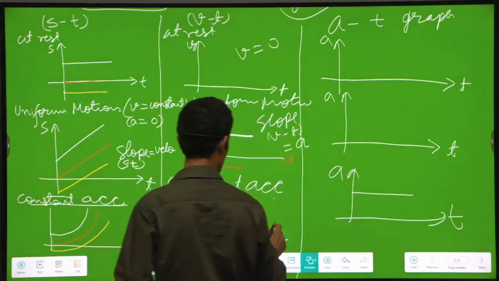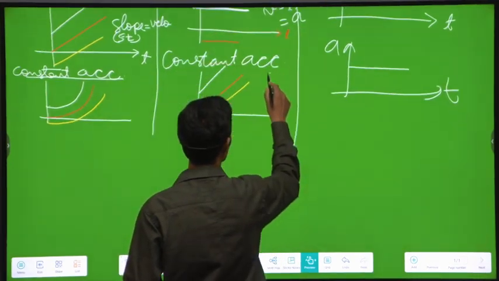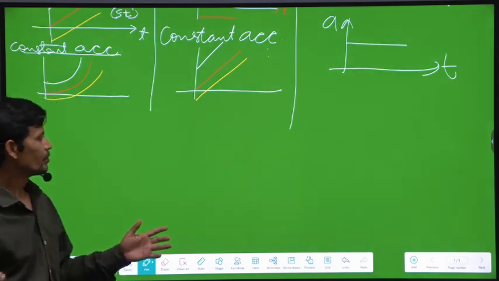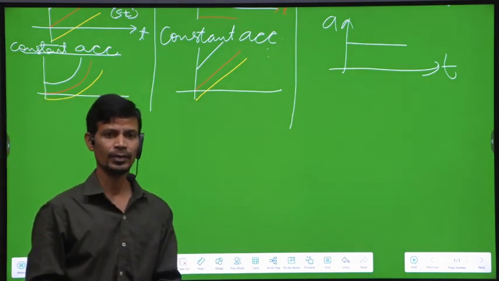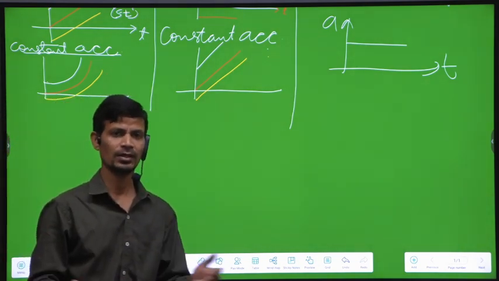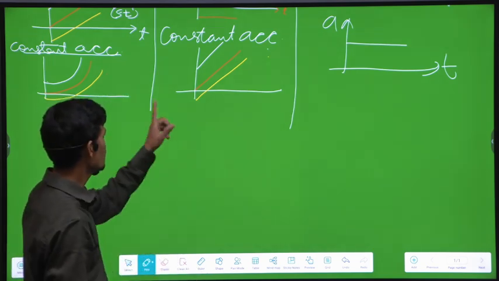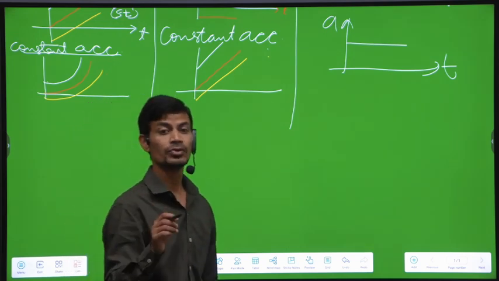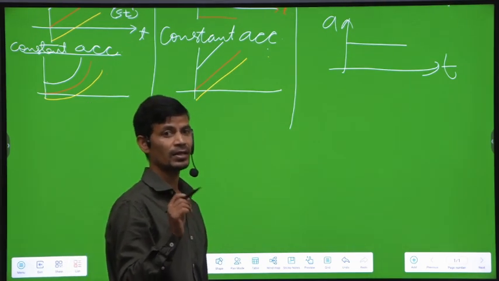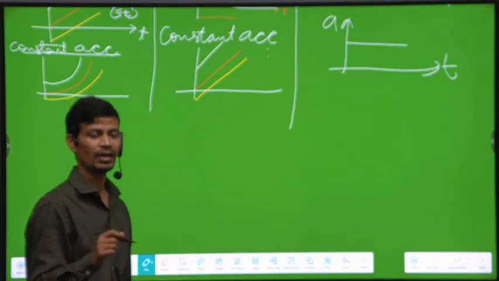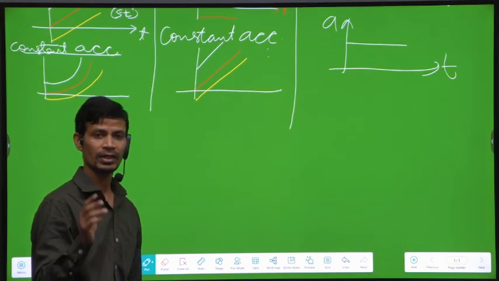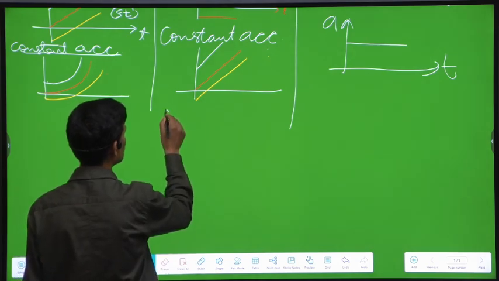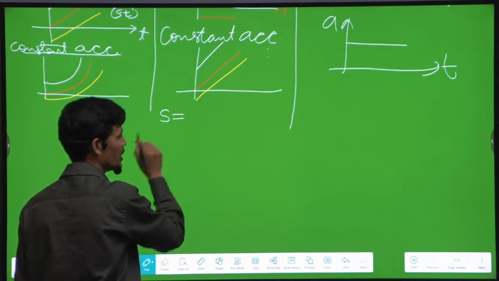And now the important thing here: in the ST graph we can find only its slope, and any other thing is meaningless. But in the VT graph, apart from its slope, we can also find the area bounded between the graph line and the time axis. So here that is a meaningful quantity, and that is displacement.